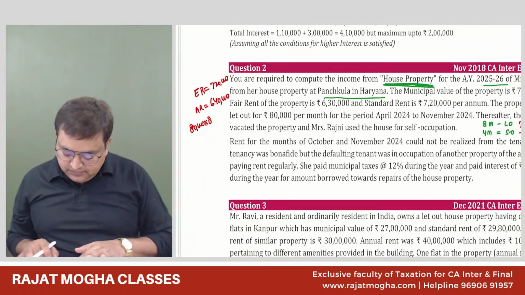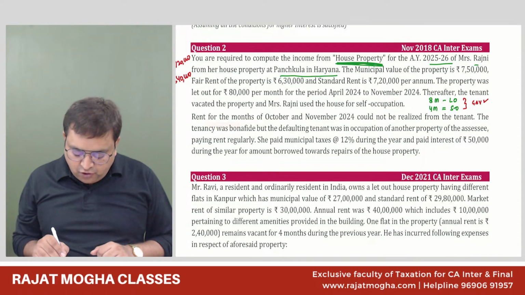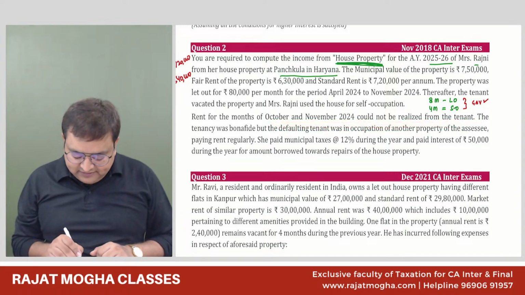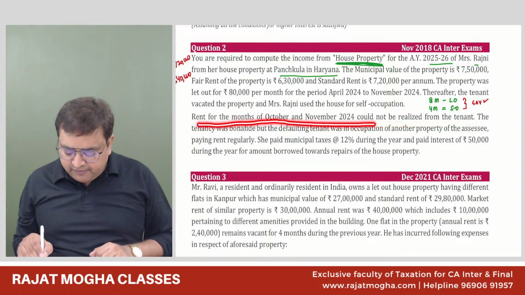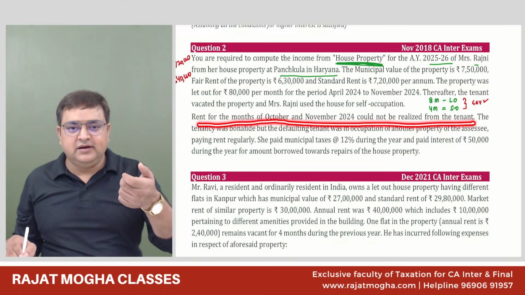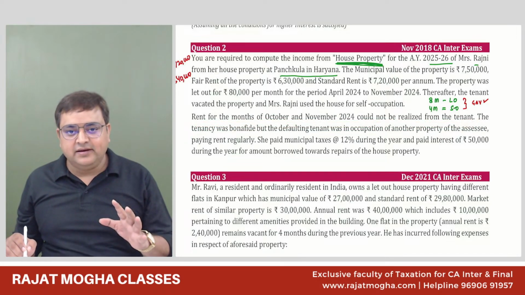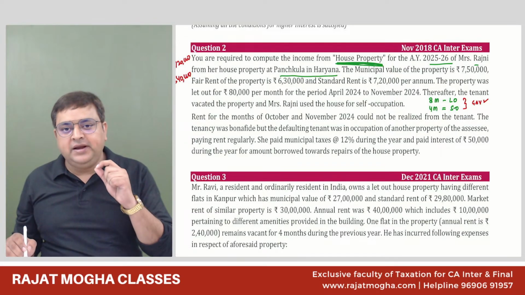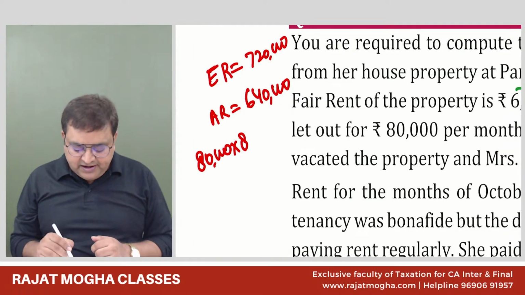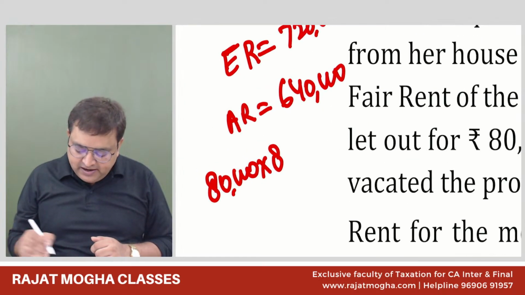Second, they are telling us rent for the month of October and November could not be realized from the tenant. Guys, what does this line mean? What do you know about it? Give me a single word. This is unrealized rent. Everybody agree? What treatment do we do for unrealized rent? Whenever there is an unrealized rent, we deduct it from actual rent. So actually, this actual rent should be a net amount.